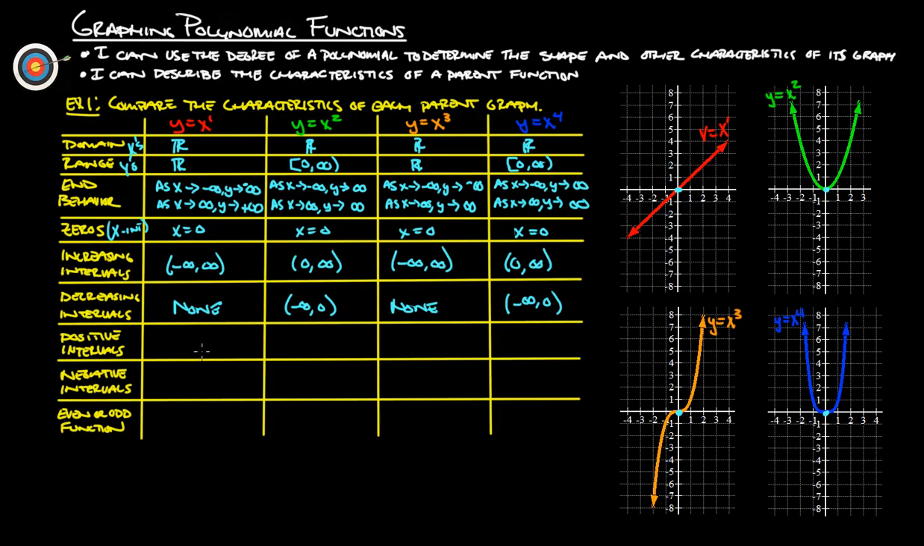Positive and negative intervals. So basically, when is this thing up above 0? What we want to look at here is when is this thing above 0? It's a positive interval when it's greater than 0. So 0 to infinity. This one is always positive. It's at 0 here, but just think of that as from negative infinity to infinity. It never goes into the negative portion of the graph.